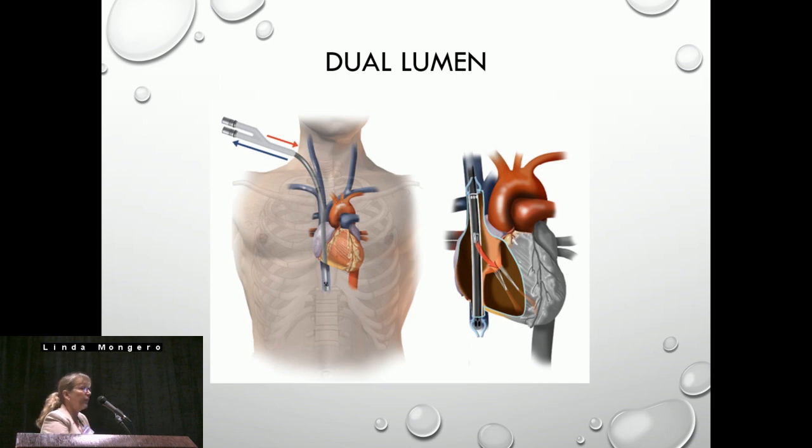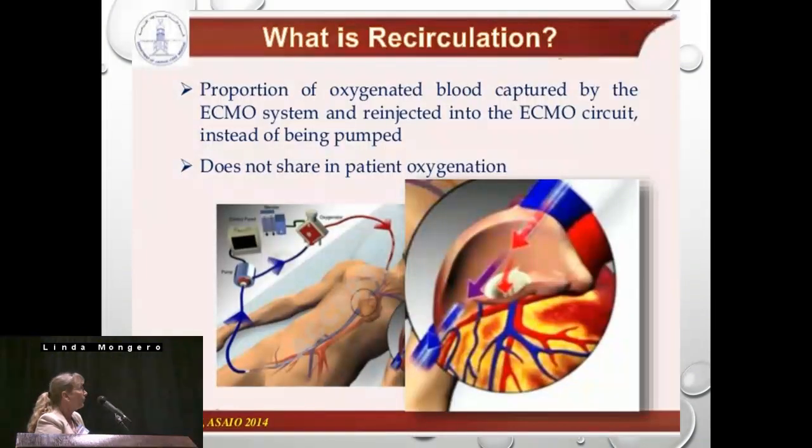So it's important to know as a surgeon really, and recommended by a perfusionist, that maybe we should do this under fluoro. And I believe most places do. But what ends up happening if it's not in the right place is that you end up with recirculation. So this is a proportion of oxygenated blood that's captured back to the ECMO circuit instead of going back to your patient. It doesn't share in patient oxygenation.